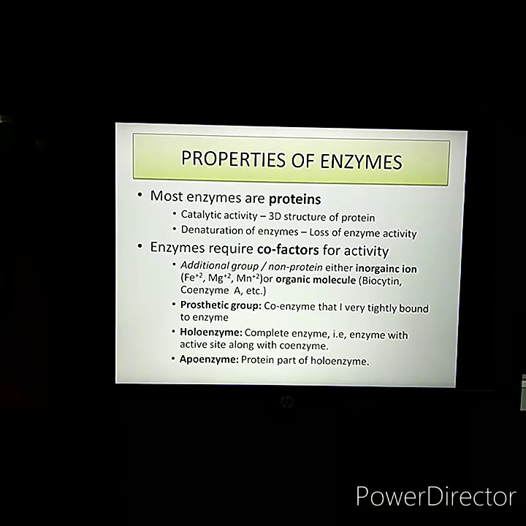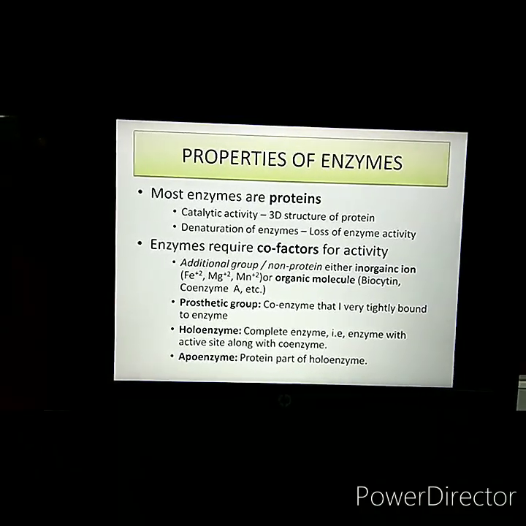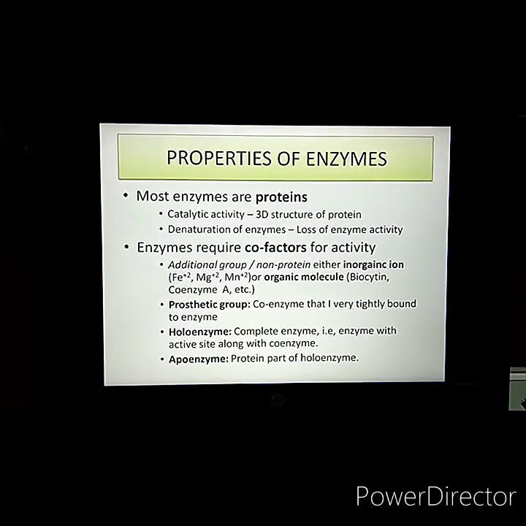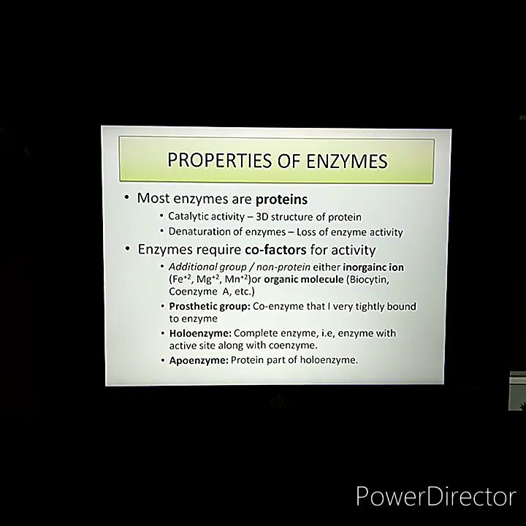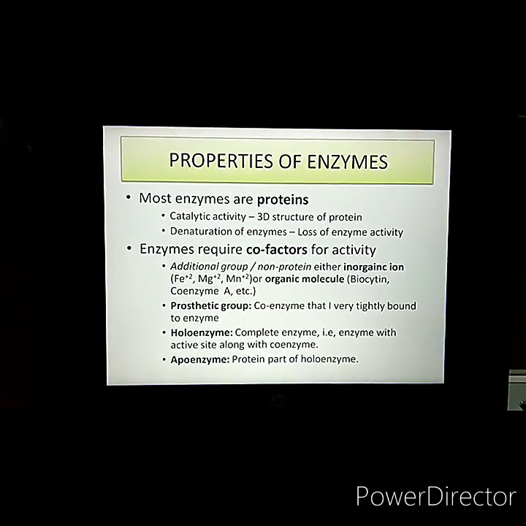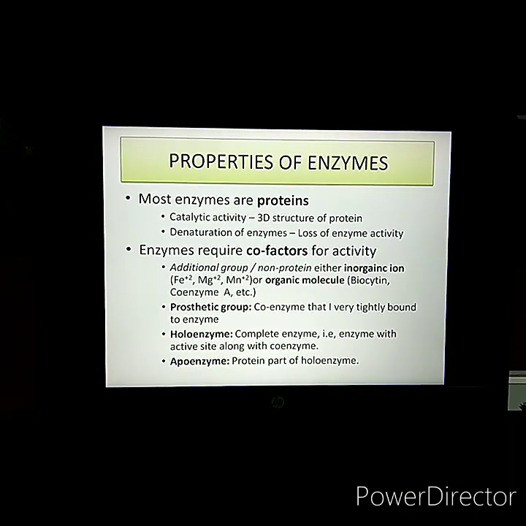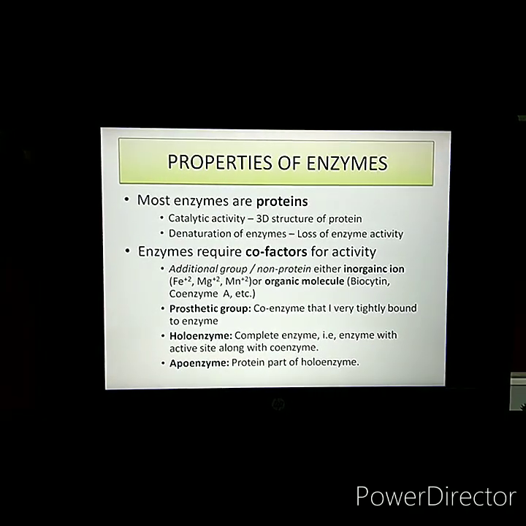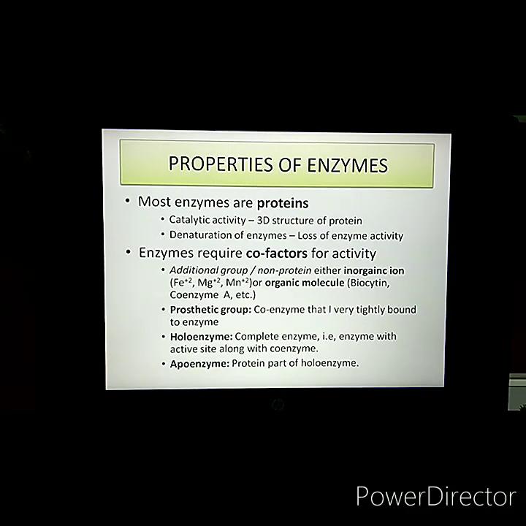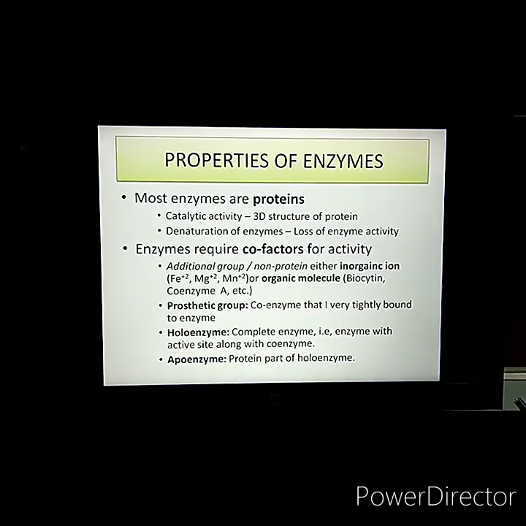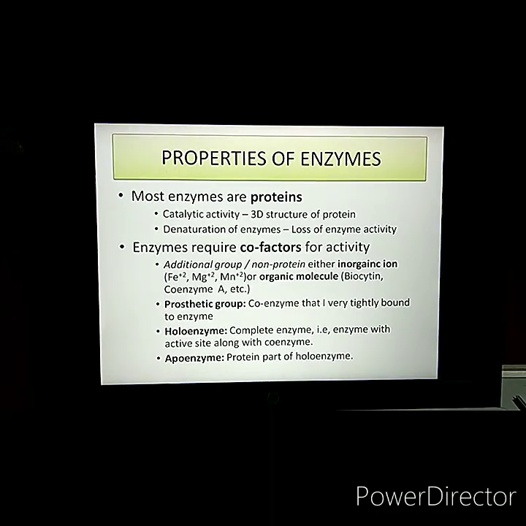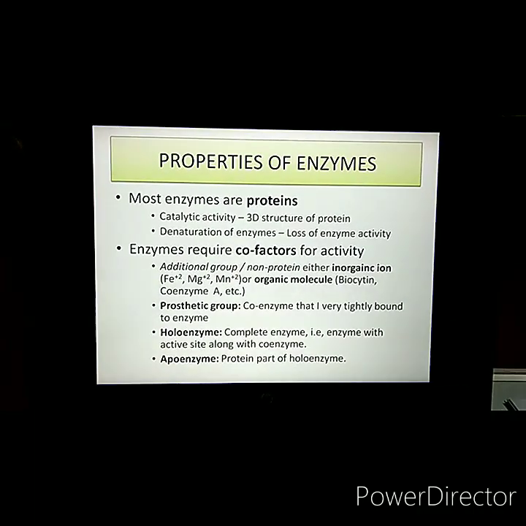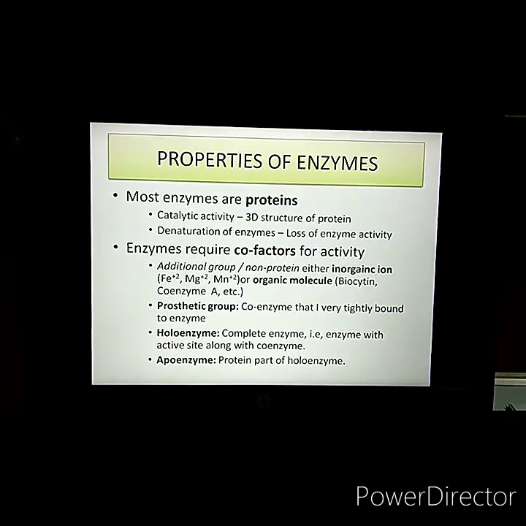So the properties of enzymes are: most enzymes are proteins. As we already know, proteins are made up of amino acids, and these amino acids are arranged in different 3D patterns, namely primary structure, secondary structure, tertiary structure and quaternary structure. This structure of proteins is very important to maintain the activity of the enzyme as well as the proper shape and structure of an enzyme. If there is any change in the structure or properties of the enzyme, the enzyme may lose its catalytic activity.